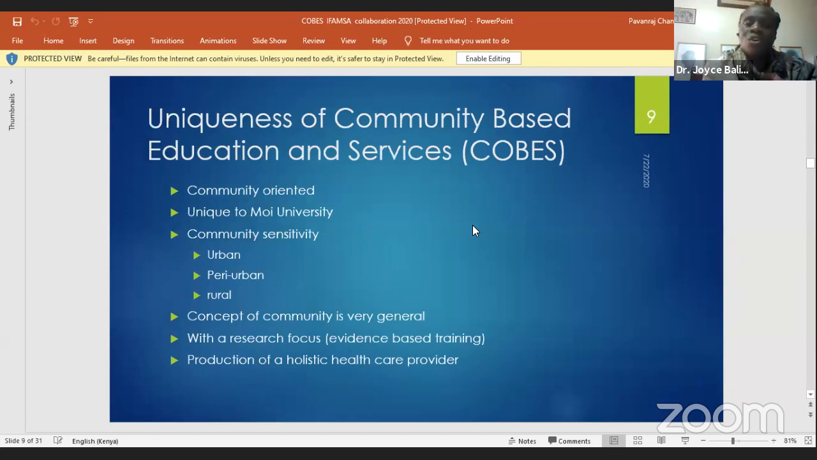So the uniqueness of our COBS program is basically to try and bring out these skills we have listed. Emphasizing community-oriented training makes it unique. No university in Kenya has that kind of program. When people talk about the community, they think of rural settings. No, for us, community means urban, peri-urban, and rural settings. So the concept of community is very general, and we believe in taking it from that perspective.